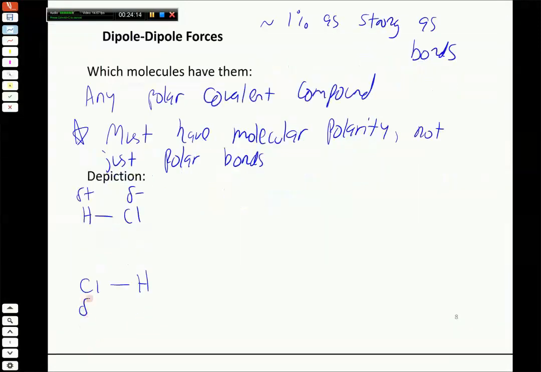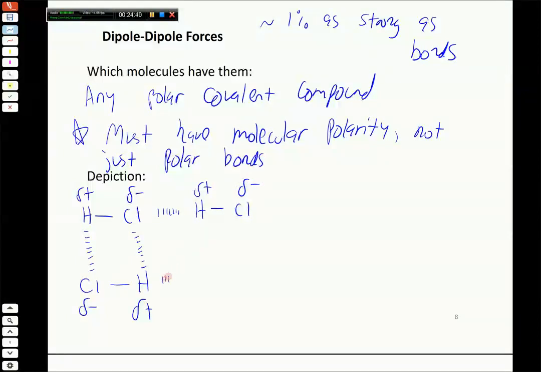So if we have another HCl molecule down here, delta minus, delta plus, you can get this type of interaction between the two dipoles, where again the opposite charges attract each other. We can also have these side-to-side interactions. So these dipole-dipole forces can exist in a lot of different directions, a lot of different orientations, but the idea is that we're lining up these opposite dipoles and having them interact with each other.